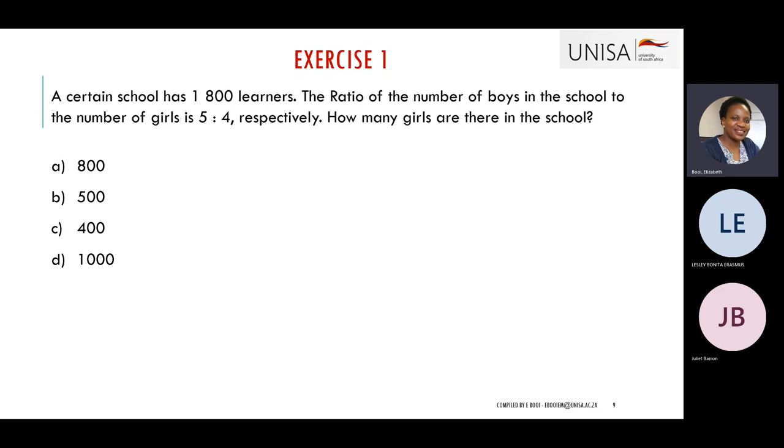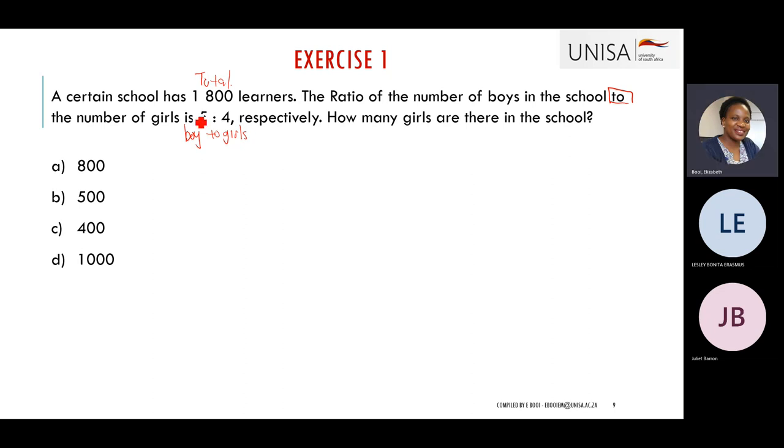A certain school has 1,800 learners. The ratio of the number of boys in the school to the number of girls is 4:5, respectively. How many girls are there in the school? We need to go back and read the question and make sure that we understand what we are given. A certain school has 1,800. So these are total learners within the school. The ratio of boys in the school to, there is my other indicator. So here I have boys to the number of girls.